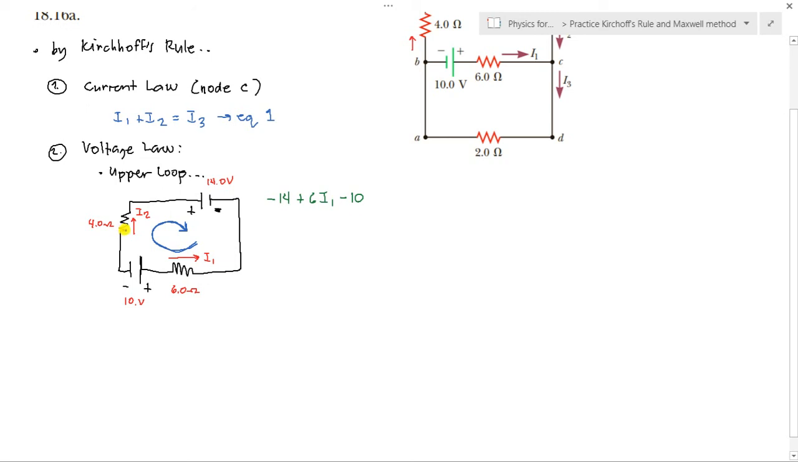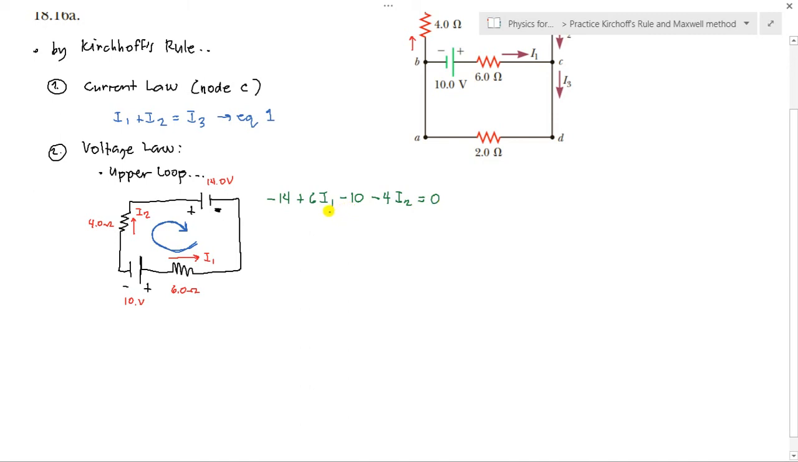Then next, the 4 ohm resistor. Its direction is along our assumed blue direction, so it is going upward. Therefore we have a voltage drop here, which means a negative sign. That is minus 4 multiplied by I2. Then everything is equal to 0.